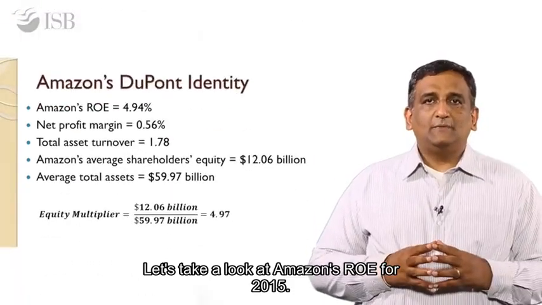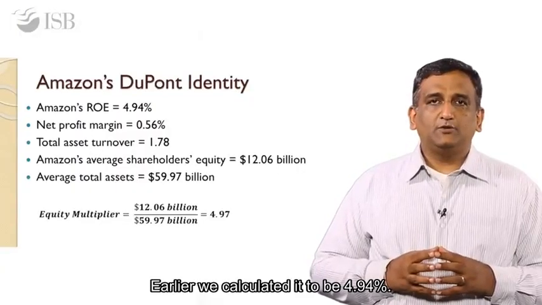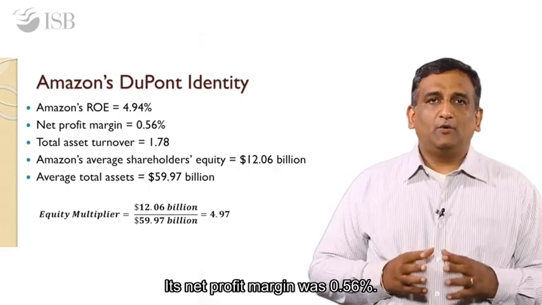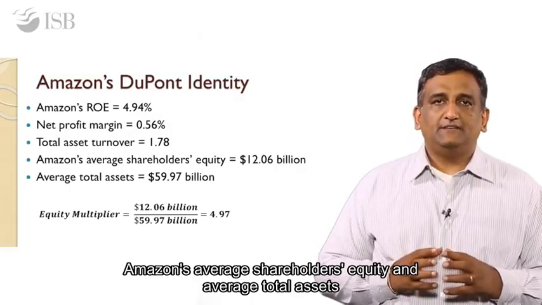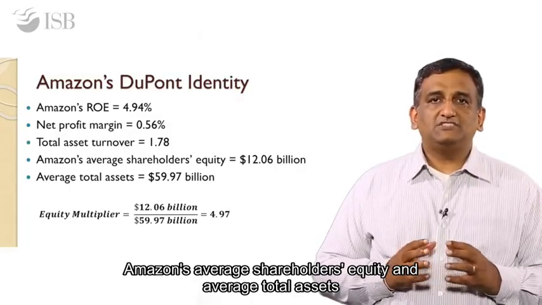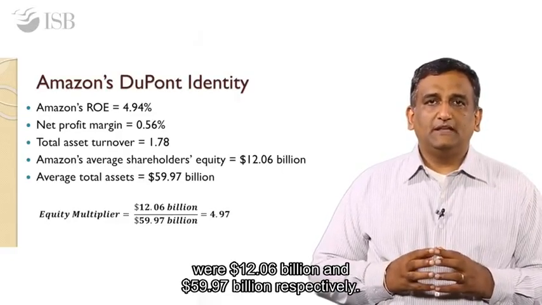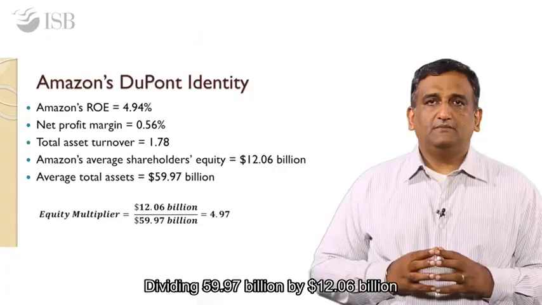Let's take a look at Amazon's ROE for 2015. Earlier we calculated it to be 4.94%. Its net profit margin was 0.56% and its total asset turnover was 1.78. Amazon's average shareholders' equity and average total assets were $12.06 billion and $59.97 billion respectively.